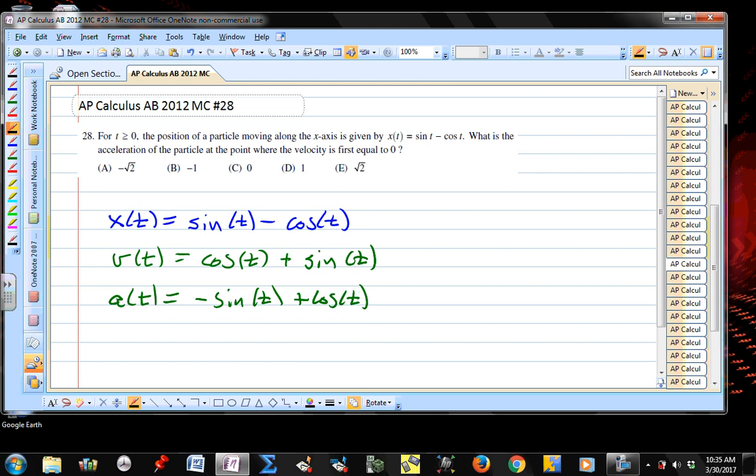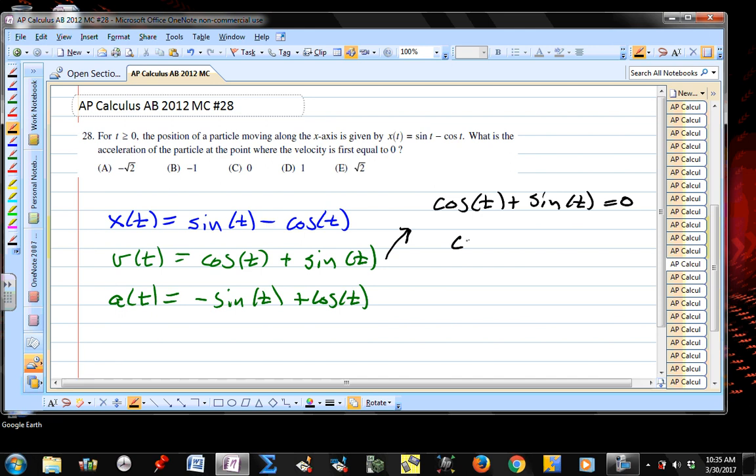a value. They want to know when the velocity is first equal to 0. So we need to find when is the cosine of t plus the sine of t going to equal 0. Well, cosine plus sine is going to equal 0 when the cosine and sine have opposite values. Or in other words, if the cosine of t is the opposite of the sine of t, or vice versa.